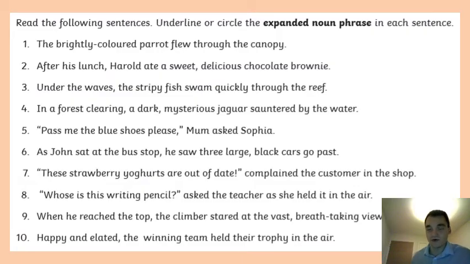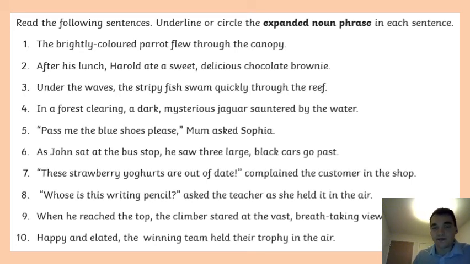So, your activity today looks like this. So it says, read the following sentences. Underline or circle the expanded noun phrase in each sentence. So you can copy out the sentences and then underline the expanded noun phrase. So that's going to be the part that has a noun and an adjective. Let's take a look at this first example together.